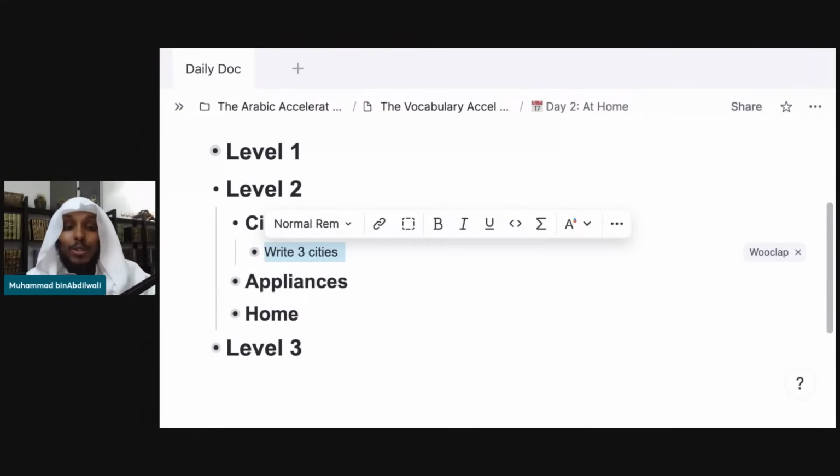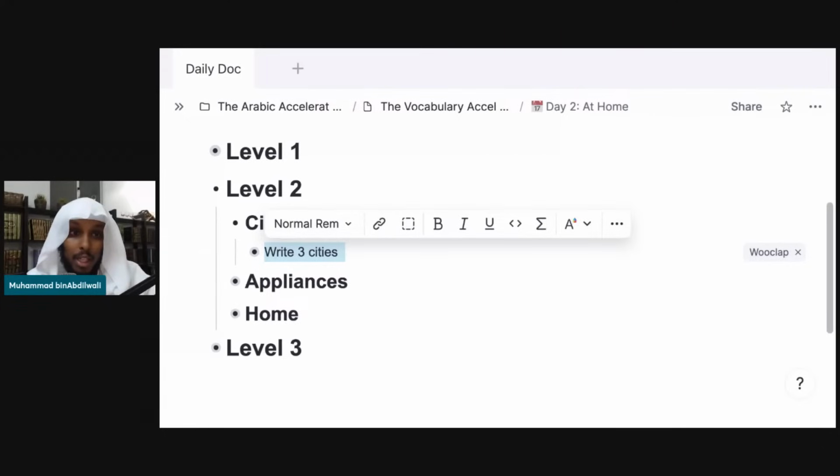Okay. How about Darul Bayda? Who knows what Darul Bayda is? Darul Bayda. Casablanca. You see? That's completely different. Then you have Ad-Dimishq. In English, they say Damascus. But anyway, you got the hang of this.